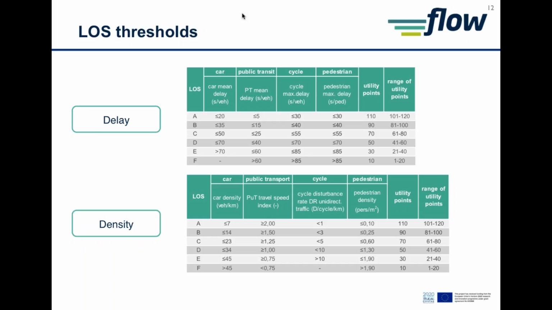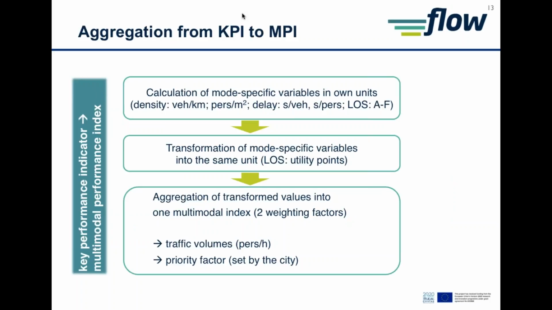And then we have calculated delay, density, and LOS. These numbers, these utility points that I was mentioning in the previous slide, coming from the table, which is basically given from those technical guidelines that I mentioned in the beginning of the presentation. They will then be transformed to something which we call a multimodal performance index.